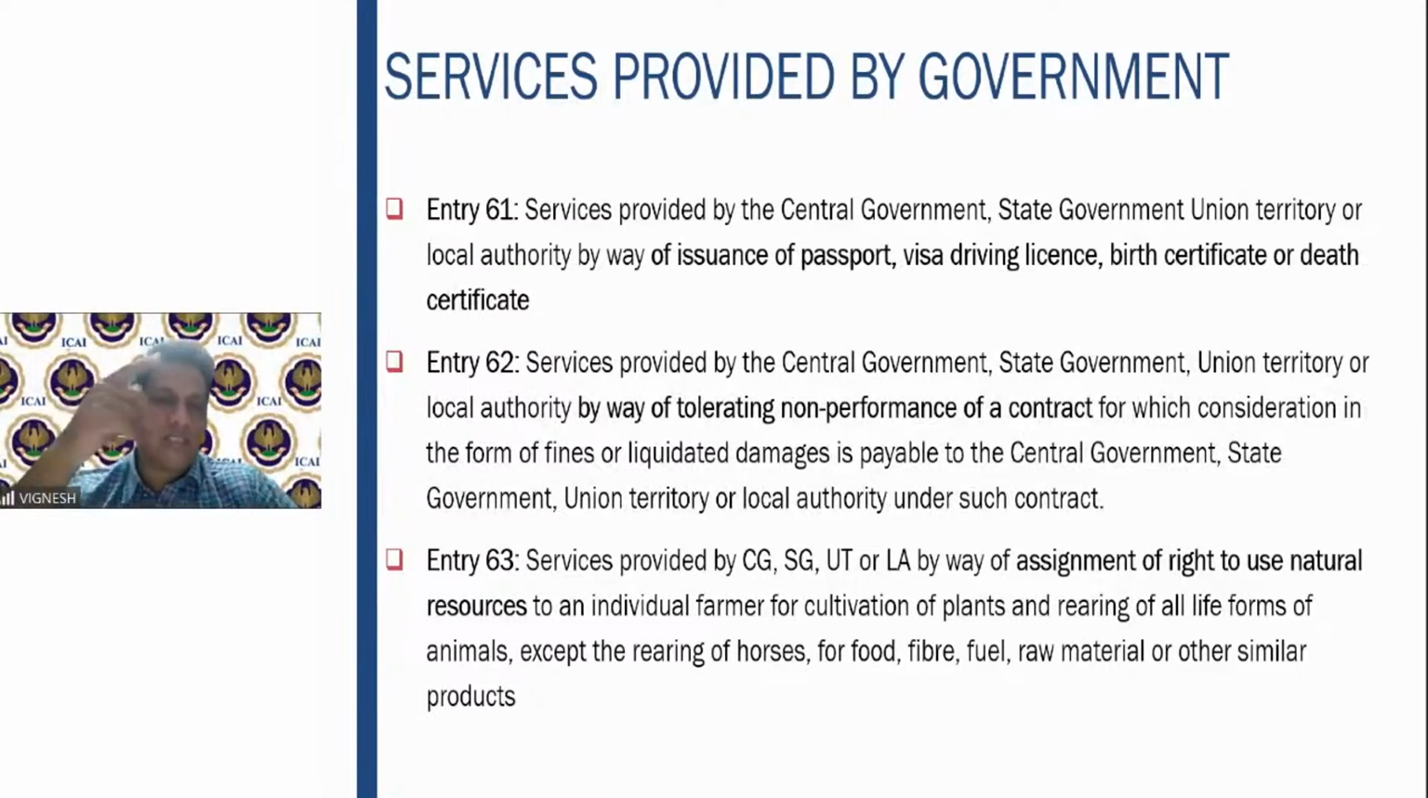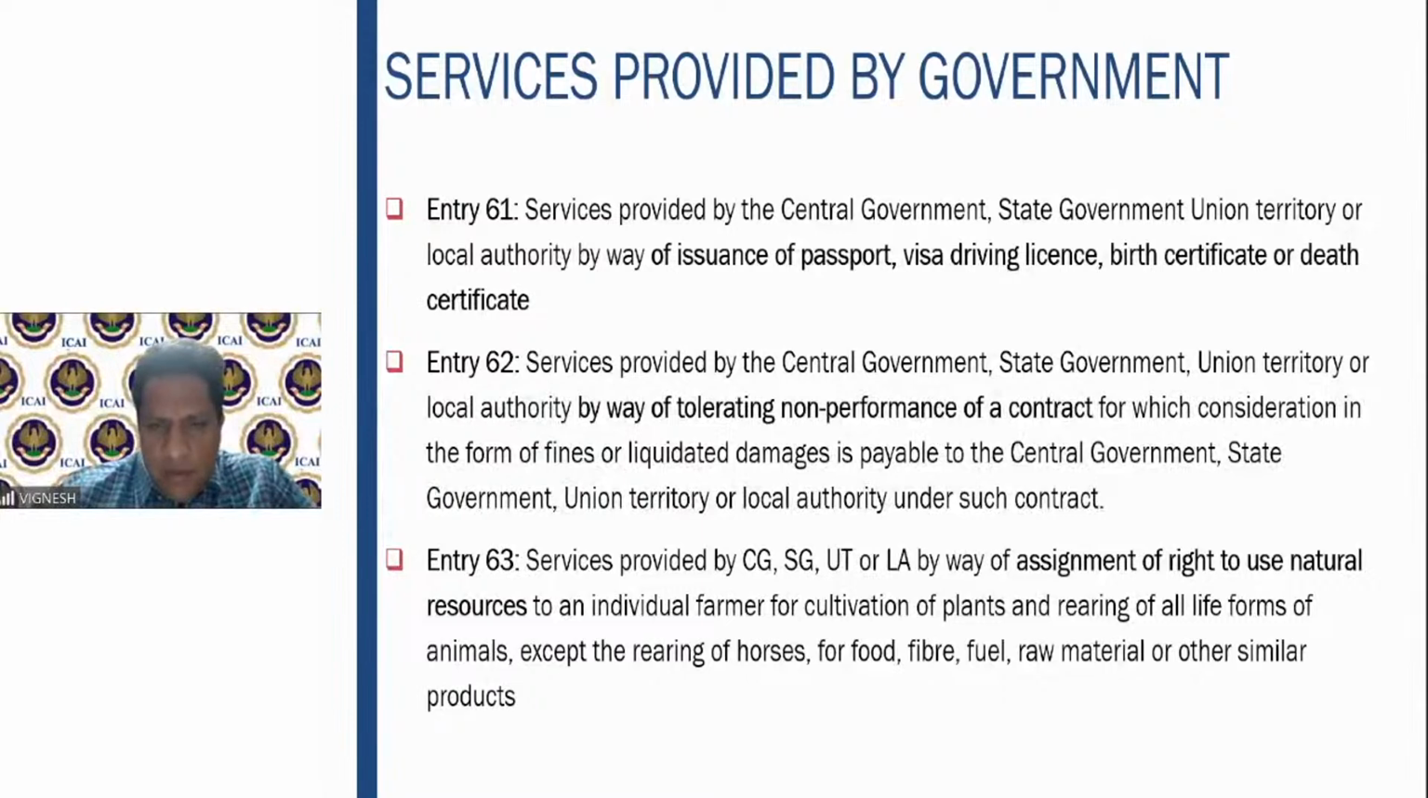But for this, if you see, exemption is already given, which we discussed in the last session. In the I think second session, we discussed few aspects where tolerating non-performance, etc. is exempt. So therefore, what services are provided by the central government, it's anyways covered here. Wherever liquidated damages is to be paid to the central government, that is exempt from GST. Then services provided by the central government, etc., by way of assignment of right to use natural resources to an individual farmer. Then this also is covered.